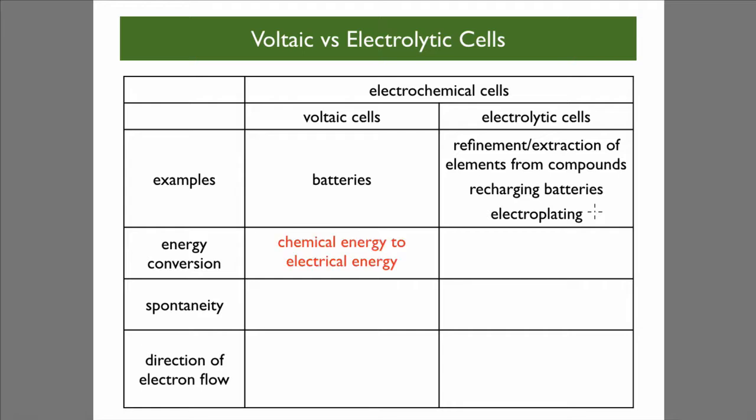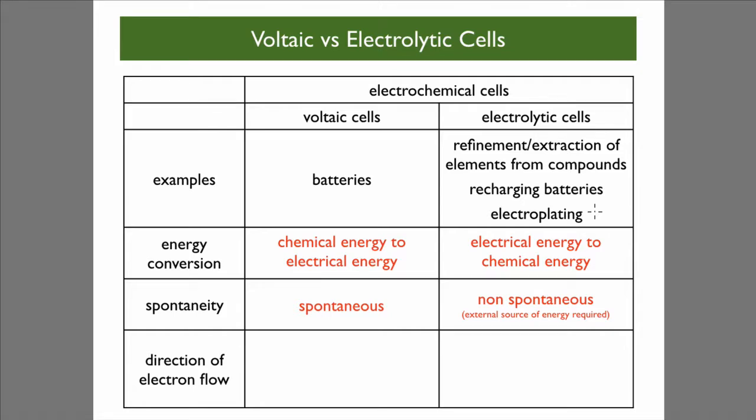In voltaic cells, we're converting chemical energy to electrical energy. Conversely, in electrolytic cells, we're converting electrical energy to chemical energy. Voltaic cells are spontaneous, and you can probably guess, since you need electricity to run the electrolytic cells, they are non-spontaneous. You need an external source of energy for it to work. However, both do still have direction of electron flow from the anode to the cathode.